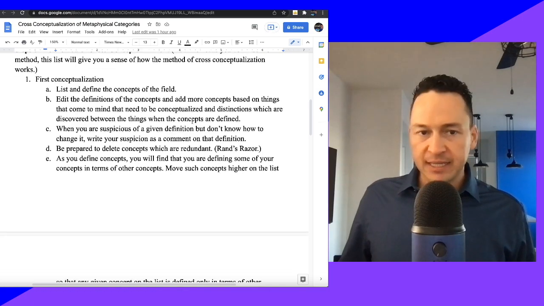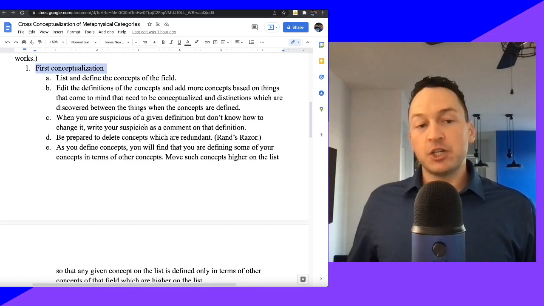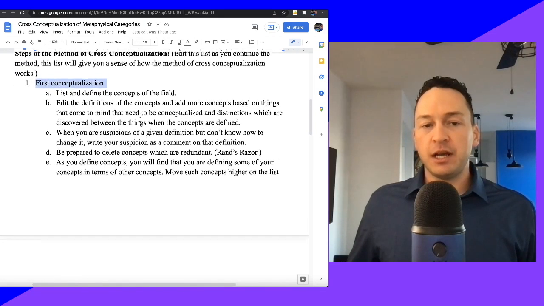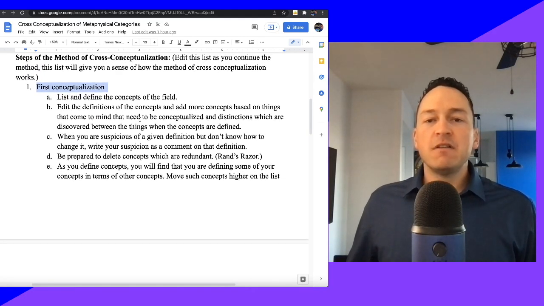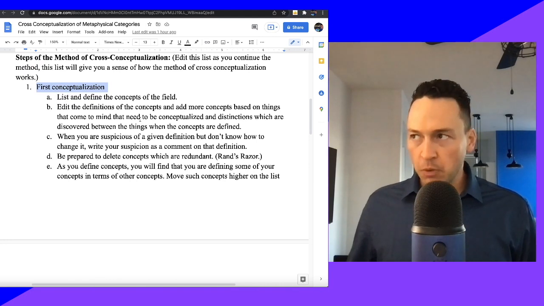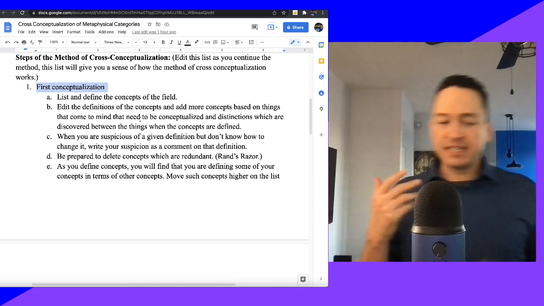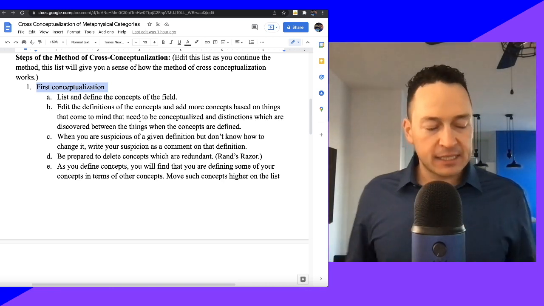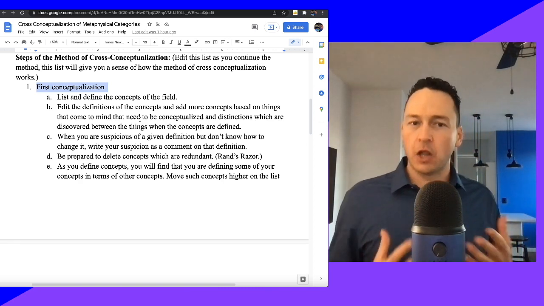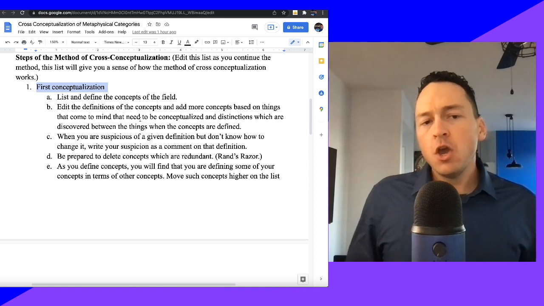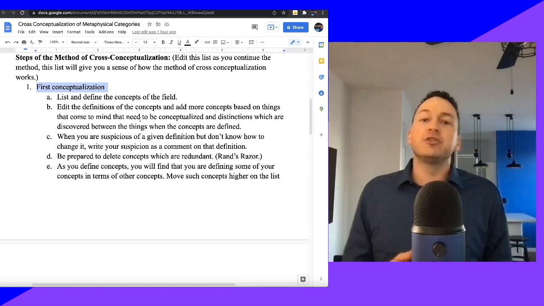I've done this before, like I said, and here are the steps. Okay, so step one, first conceptualization. So cross-conceptualization doesn't have very cut and dry steps at this point, and it might never have cut and dry steps. It's a dynamic process. It's kind of a loose set of, maybe even once I really refine this, it'll still be kind of like a loose set of rules which you can use to clarify your thinking in a given field.